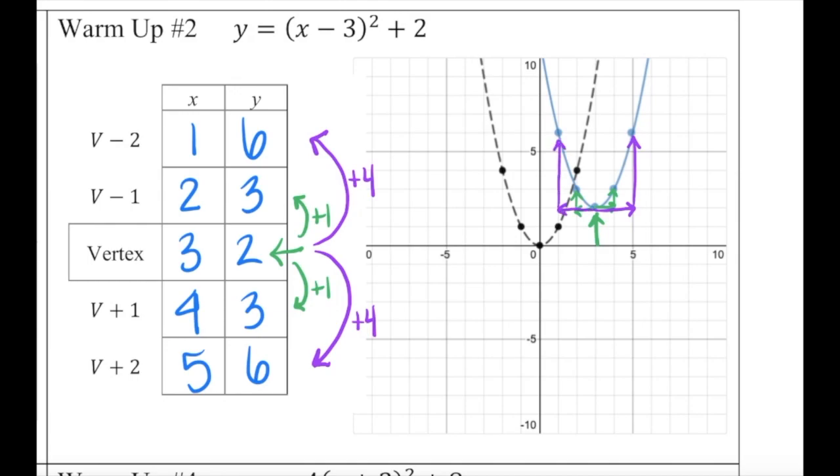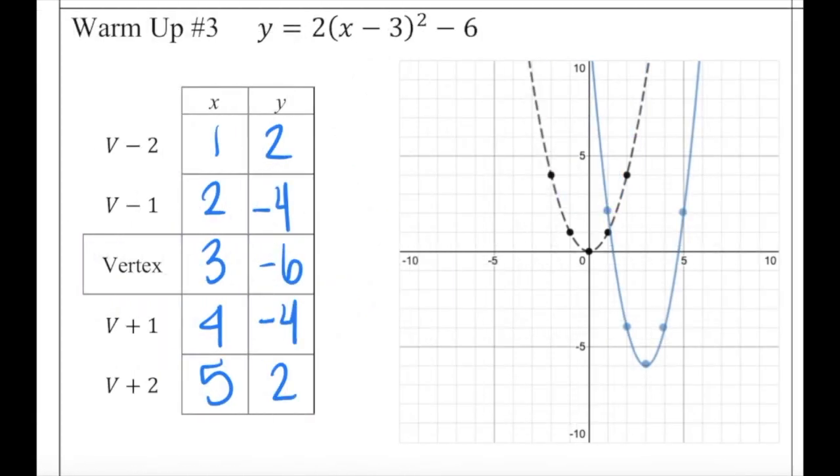So again, we know that this graph did not undergo any type of stretch or shrink because it has the same pattern in the outputs as the parent function. So really, we could have used this pattern to graph from the beginning. Then we hit warm-up number 3. This one doesn't seem to have the exact same pattern, but it has something close to it.